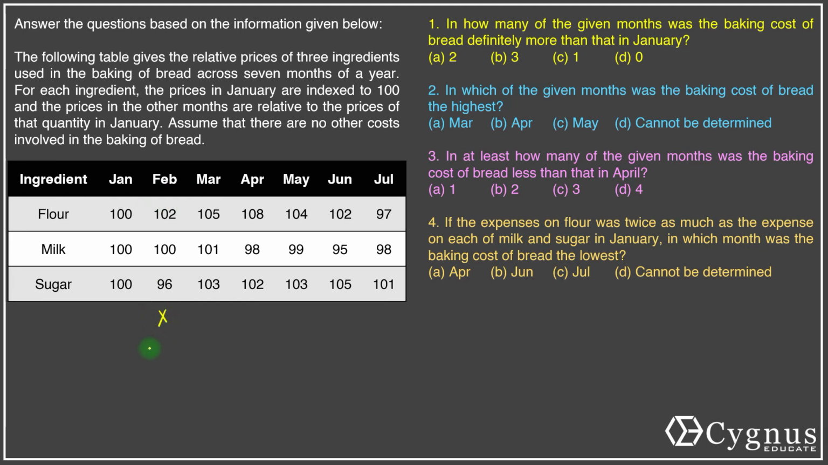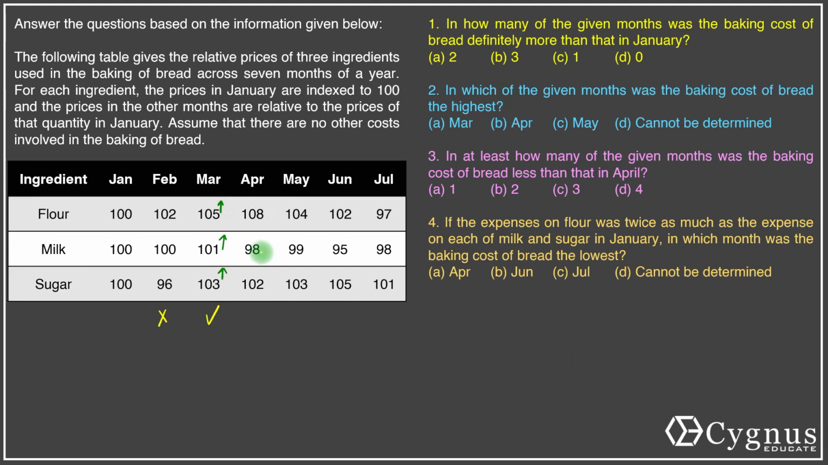However, notice March has an interesting trend going on. As compared to January, the price of flour has increased, the price of milk has also increased, and the price of sugar has also increased, which means the price of all the three ingredients has increased, and therefore this month's cost of bread will definitely be more than that of January. Once I've done this for these 2 months, I realize all I need to check is how many more months are there wherein the price of each quantity has either increased or remained the same.